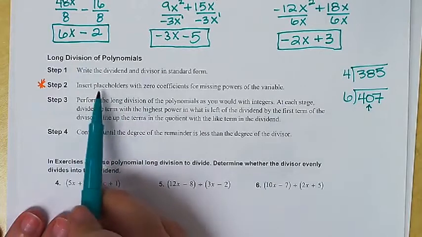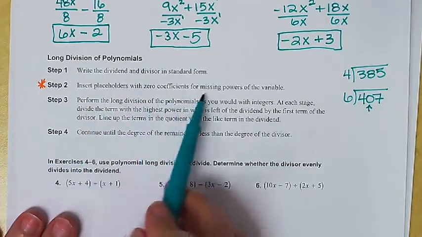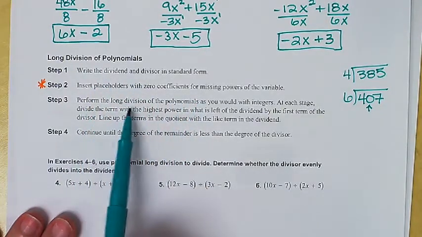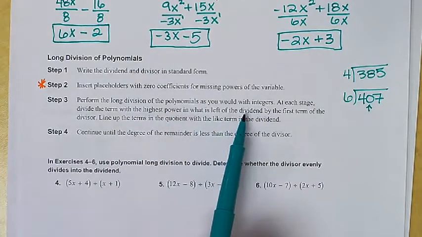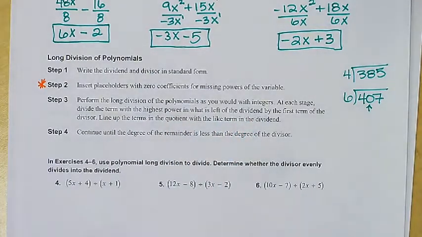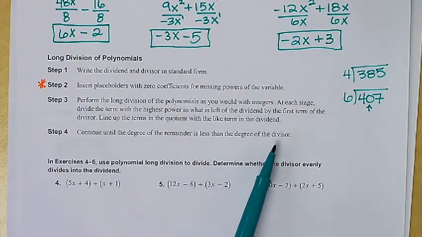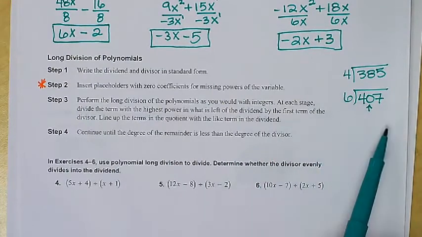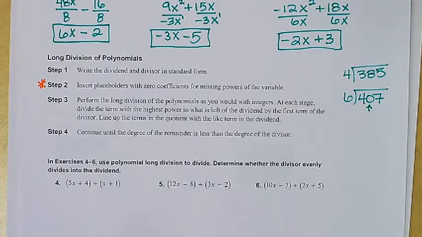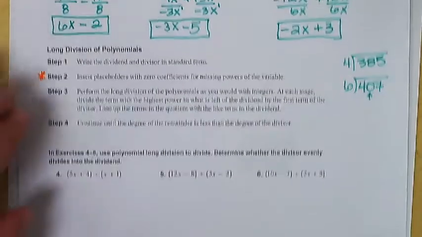Okay, and then once you have written it in standard form and filled in any gaps like that, you're going to perform long division on the polynomials just as you would with integers. And you're going to keep going until the degree of the remainder is less than the degree of the divisor. In other words, the divisor doesn't go into what's left. All of that is going to hopefully jog your memory once you practice this long division, and then we practice here. So let's go ahead and start with number 4, and you can see this in action.